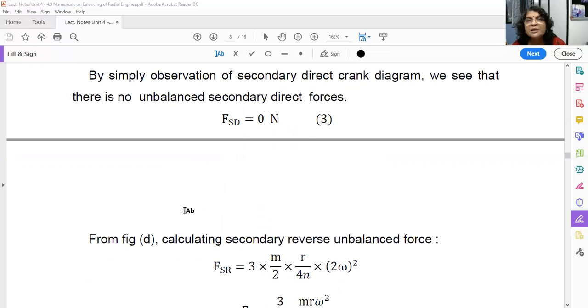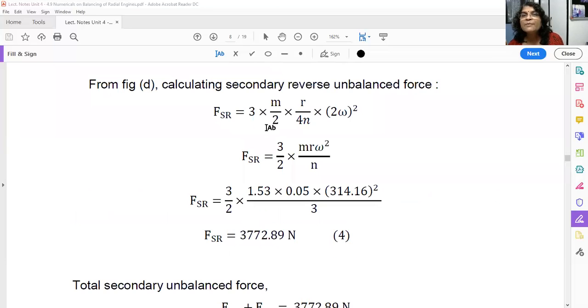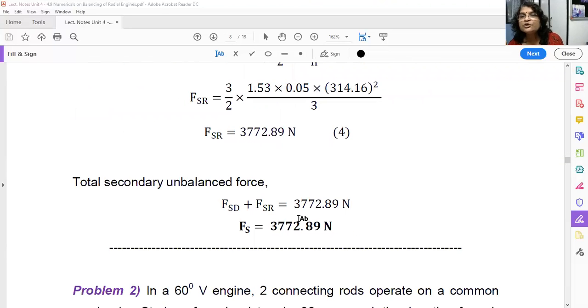Already we have seen by simple observation of the secondary direct crank diagram that there is no unbalanced secondary force, because the forces are balanced with each other. So what is the total secondary unbalanced force? This number 3 plus number 4. So 0 plus 377.89. This is your total secondary unbalanced force.